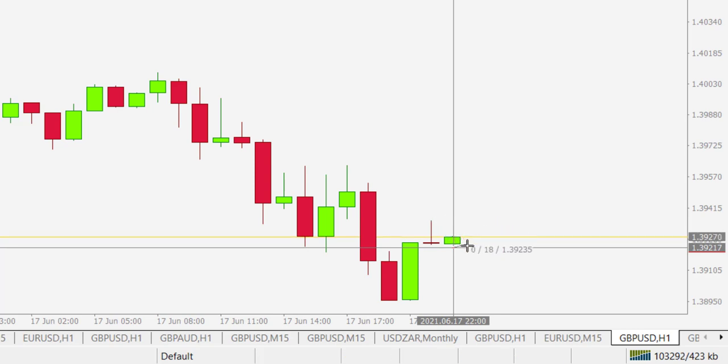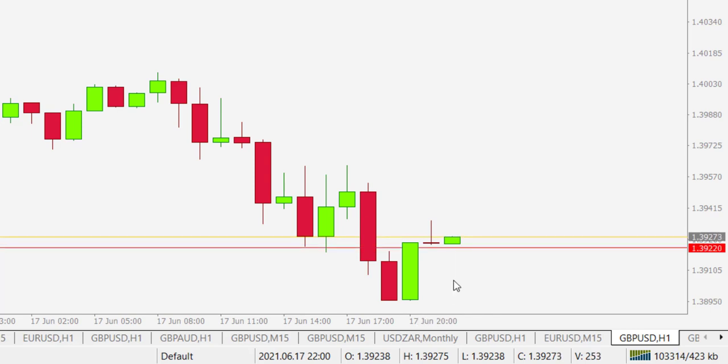Then for your take profit, since that one is 15, you might want to do 25 if price gets there, or 20 even. So 20 pips will be 1.39015. So those are those numbers now. You can write those down, and you can then take the trade.